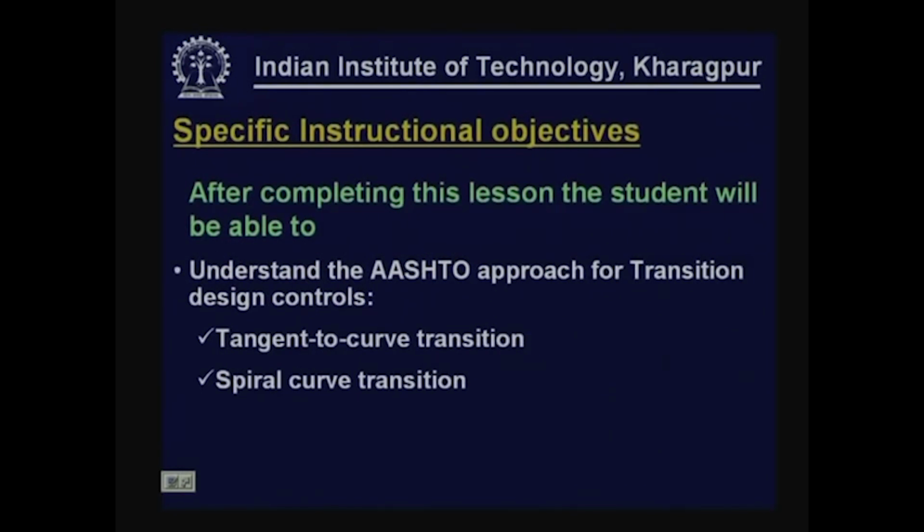After completing this lesson, the student will be able to understand the AASHTO approach, American Association of State Highway and Transport Officials, for transition design control, considering both tangent to curve transition and also spiral curve transition. In tangent to curve transition, no transition curve is used. We have a tangent and then a circular curve directly. For spiral curve transition, a transition curve, which is basically a spiral curve, is used in between the tangent and the circular curve. So, under both cases we shall discuss the AASHTO recommendations and approach for transition design control.